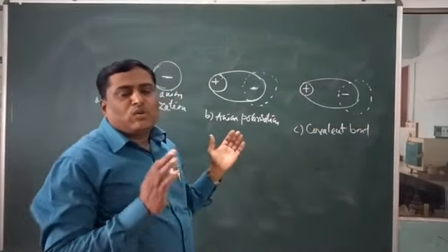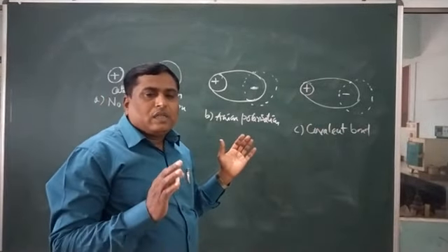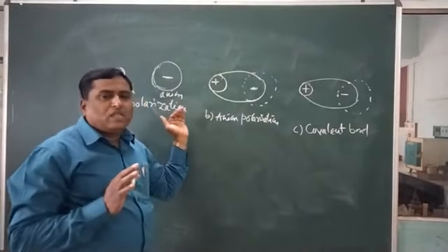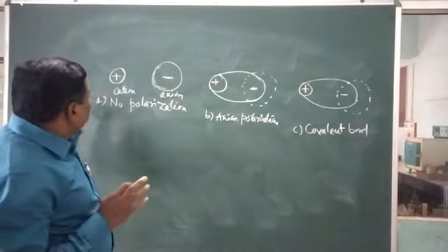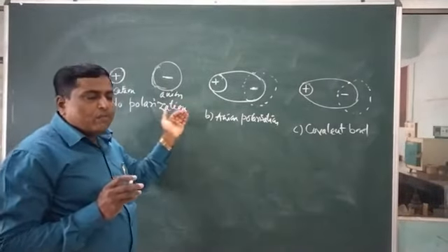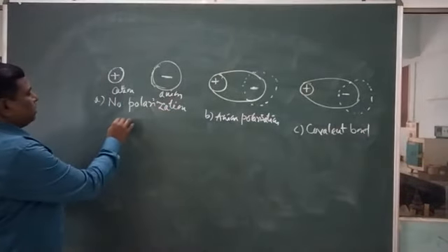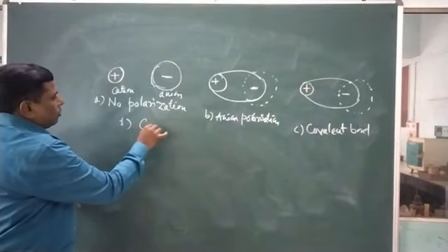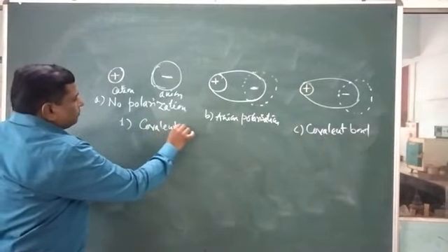Generally this covalent bond can be explained in three ways. Three factors can be explained as per Fajans' rule. Fajans' rule can be summarized in three points. The first point is covalent character.